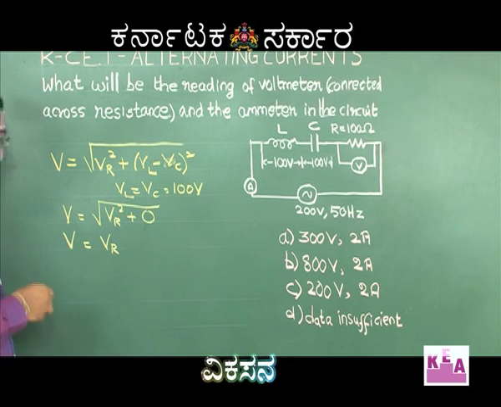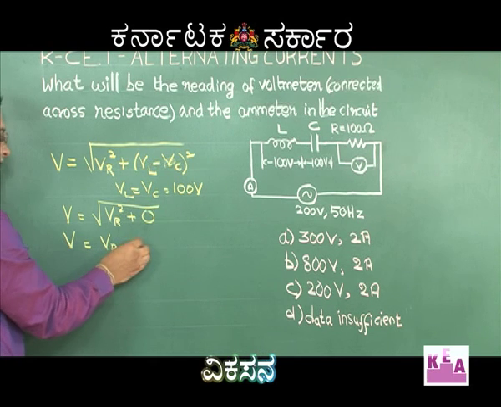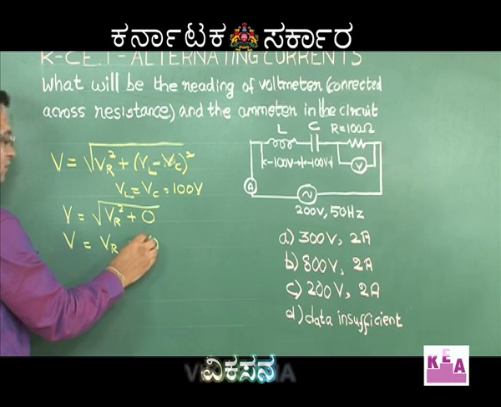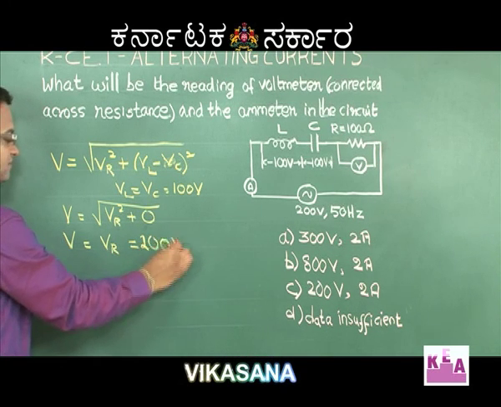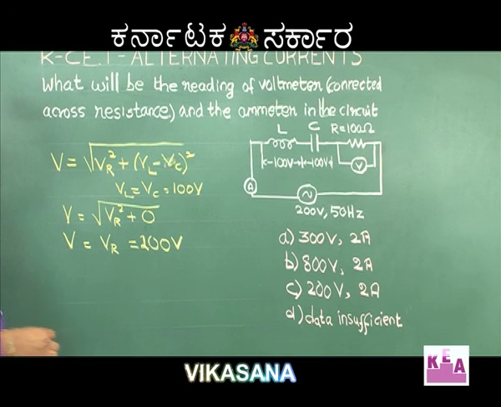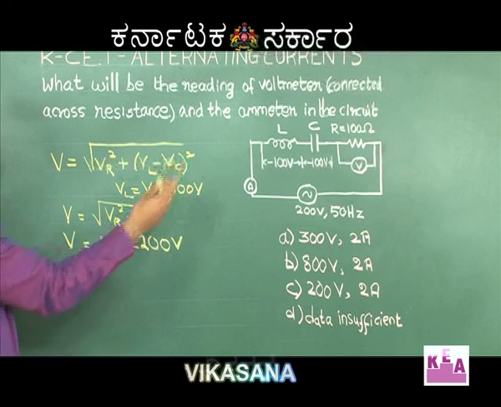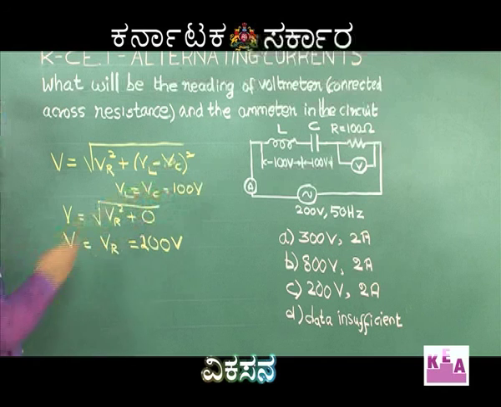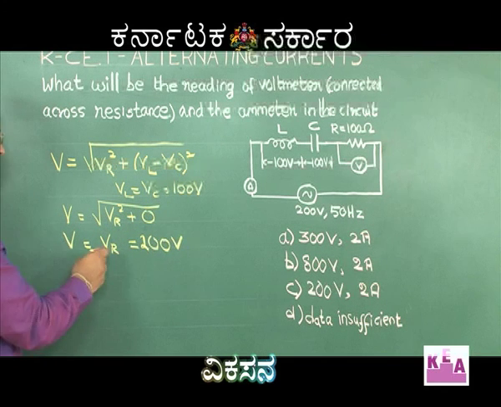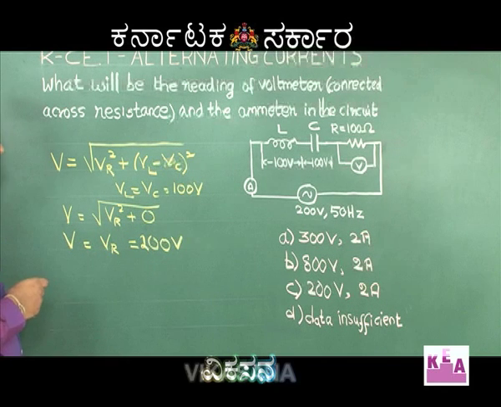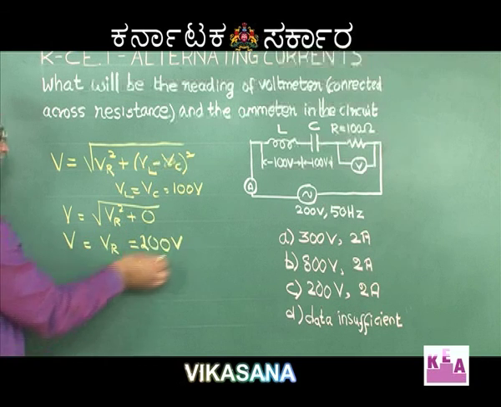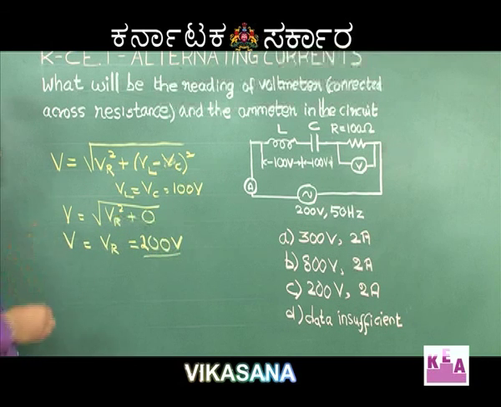So, we get that the voltage V is equal to VR. V is nothing but the applied voltage. Therefore, the value is equal to 200 volts. So, we observe that the voltage across the resistor is the same as the voltage which is applied. So, we got the voltage across the resistor. So, the voltmeter will measure 200 volts.